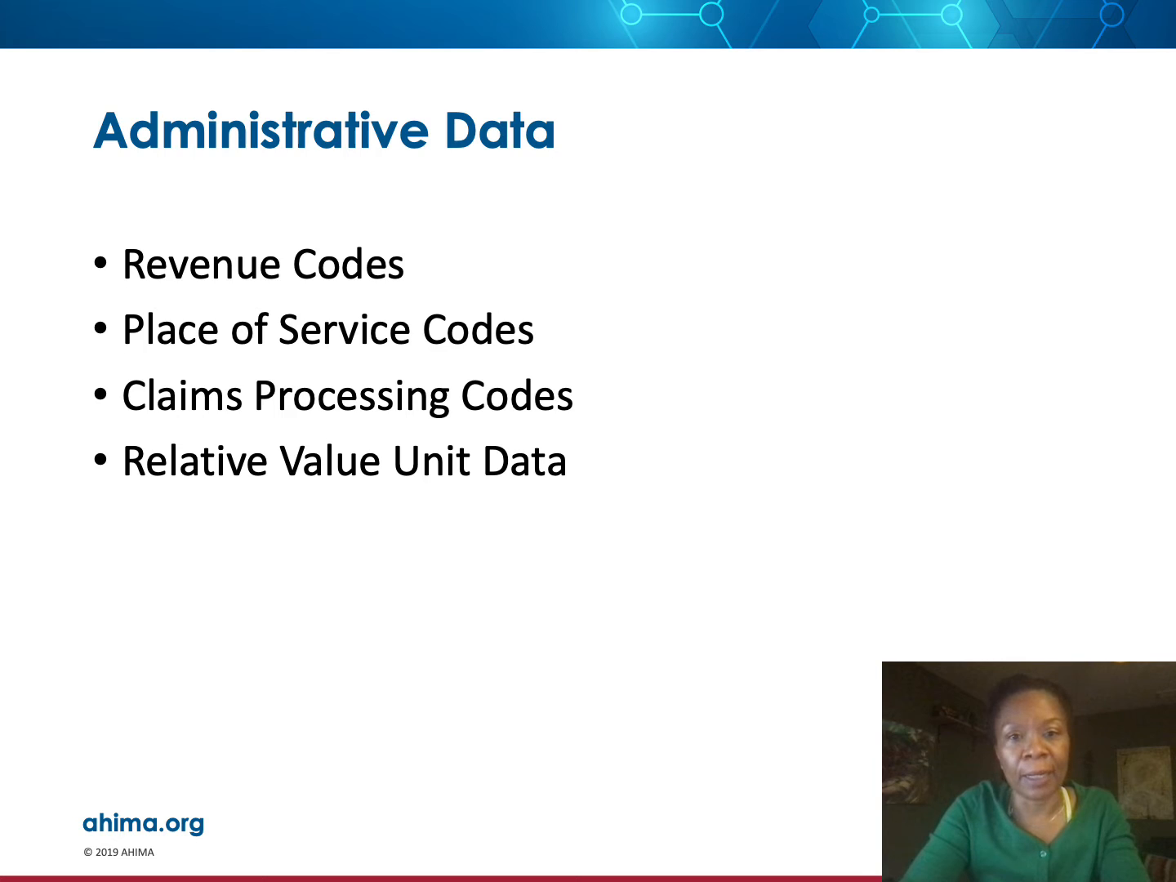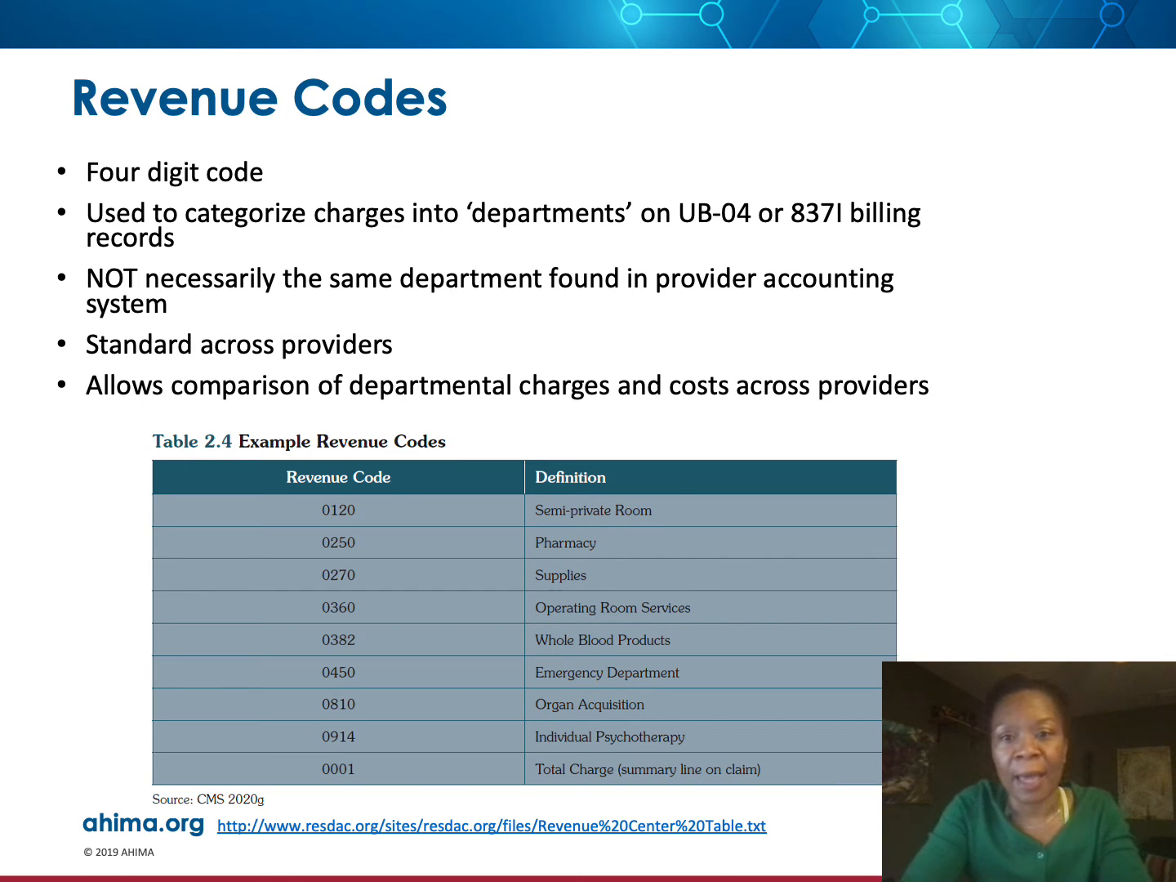Administrative data is revenue codes, place of service codes, claim processing codes, and relative value unit data. Let's talk more about that. Healthcare data have several sets of codes that are not related to disease classification or treatment method. These data sets are administrative data, and/or data that's created or collected through a registration or billing process.